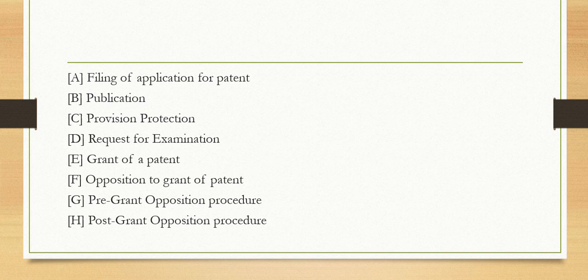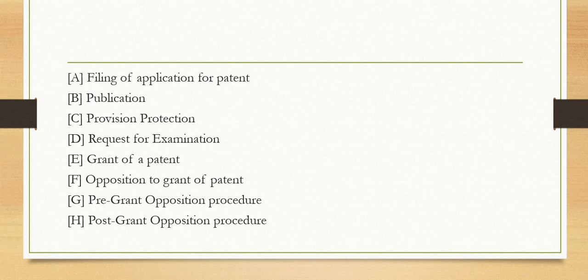The next one is grant of a patent. A patent is granted once all the requirements are met and the examiner is satisfied. Then post-grant opposition proceedings may follow within 1 year from the date of the notification. The grant is notified in the patent journal published weekly by the Indian Patent Office.